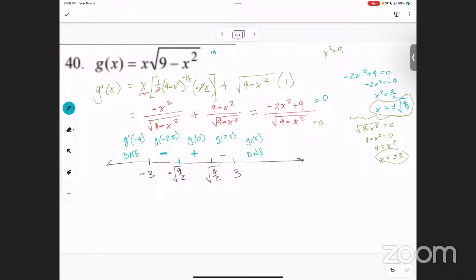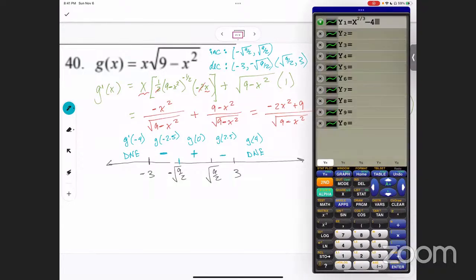So increasing from negative √(9/2) to positive √(9/2). That's where it's increasing. And it's decreasing from -3 to negative √(9/2), and then also from positive √(9/2) to 3.